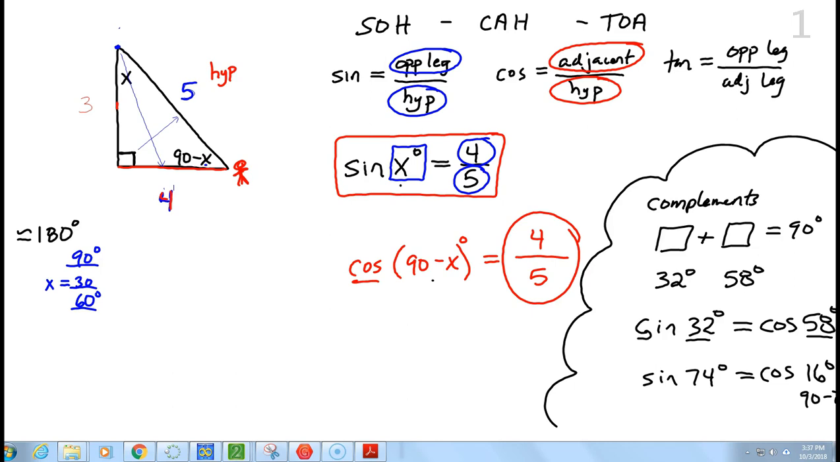So it was kind of a trick question if you knew a little bit of deeper knowledge. So hopefully if you see that one again, you'll be able to sidestep a lot of the trig and just apply that little relationship.